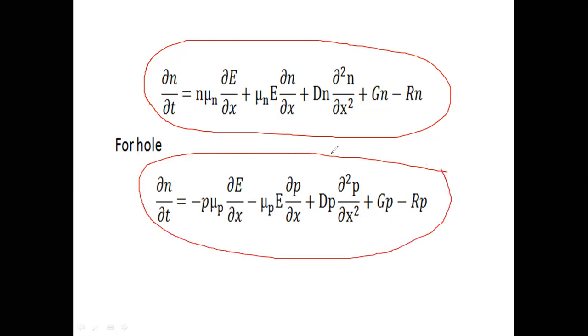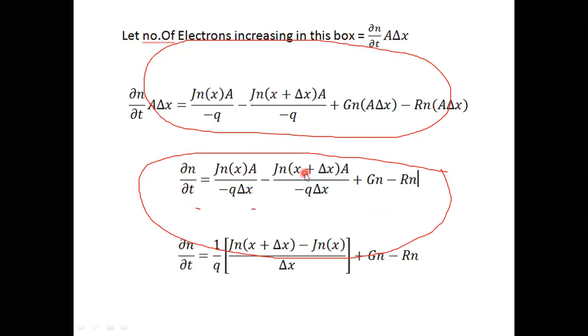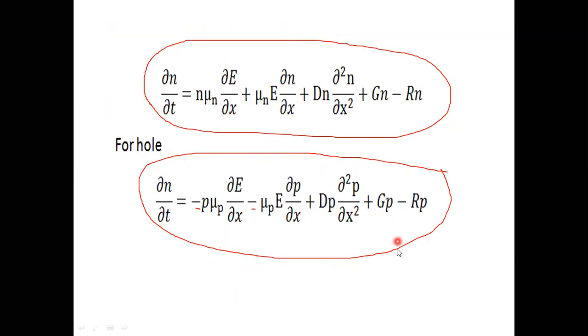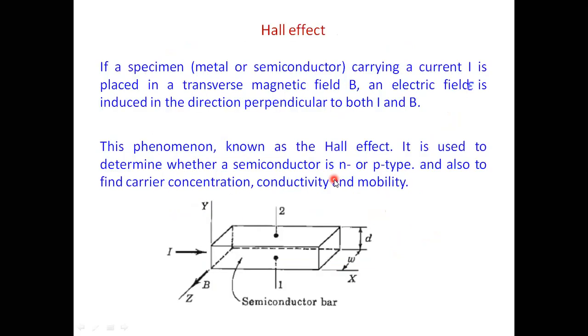Similarly for holes, I'll get like this. Okay, I have to replace n with p, mu n with mu p, and there will be a minus. Why will we get minus here? In this equation, minus q becomes plus here. It will become plus. So this term will get minus. This term is plus for holes. So if we simplify, you will get like this. Okay. So this is the continuity equation for holes.